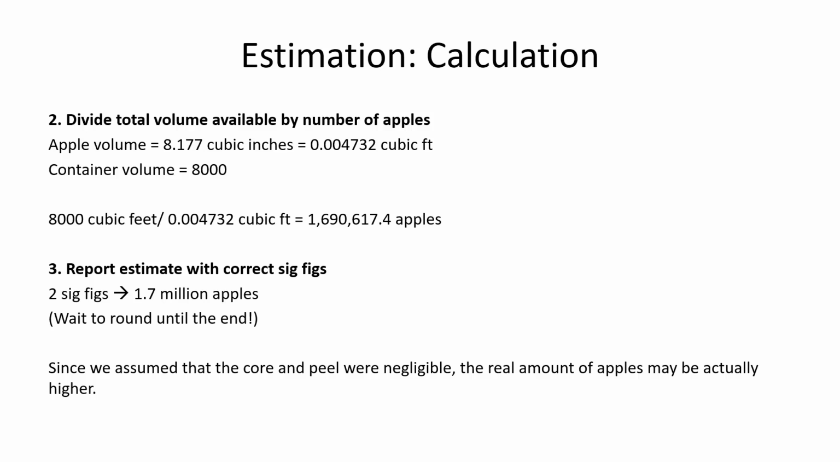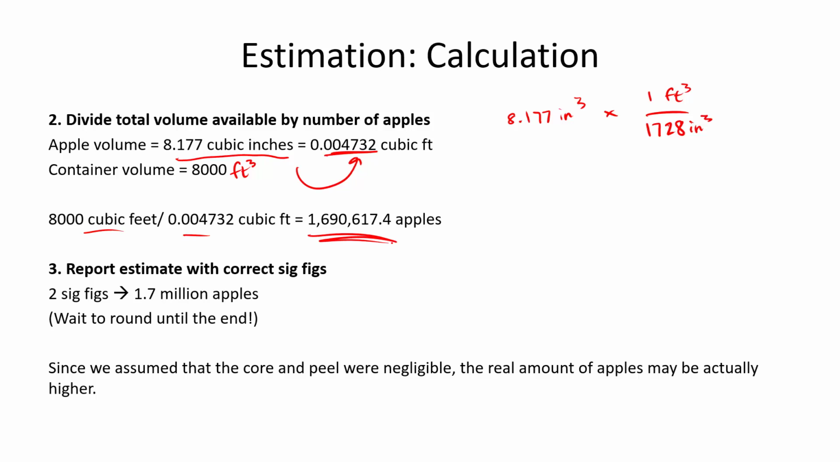All right, so let's go ahead and finish up this calculation. So an 8.177 cubic inch apple, remember, if we want to convert cubic inches to cubic feet, that would be 1 cubic foot divided by 1,728 inches cubed. So that would give us a very small number of cubic feet, about 0.004732 cubic feet per apple. And if we have an 8,000 cubic feet container, we can divide these two values and we'll end up with quite a few apples, over 1.6 million apples.